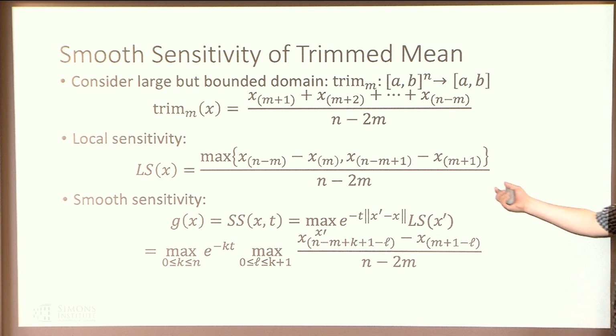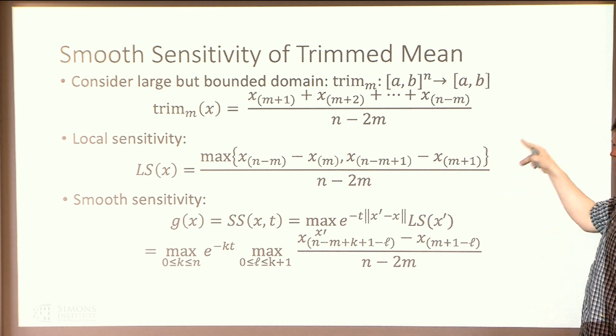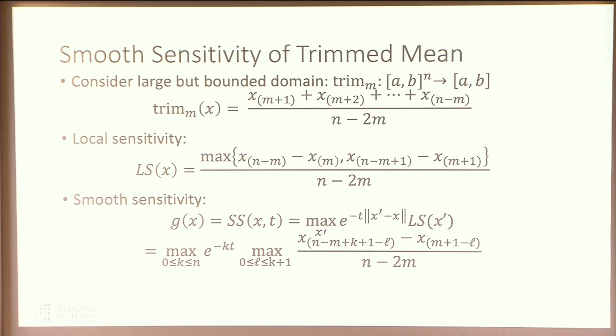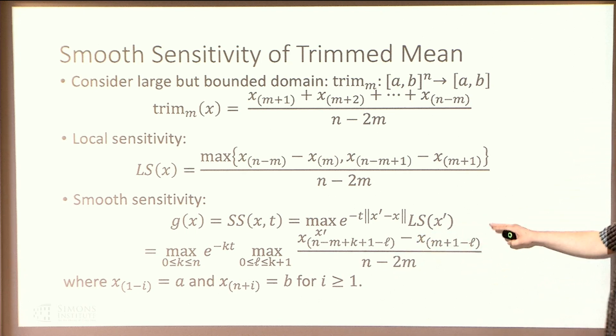Basically, the idea is you can only move these things basically to the next guy or a couple of steps along by changing one data point. And this turns out to have an n log n time algorithm to compute it. And just a little technical thing, we have to define what happens when you ask for x minus 1. That's just going to be the bound a, and if you ask for x n plus 1, you're going to get b. Okay, so that's the function g.